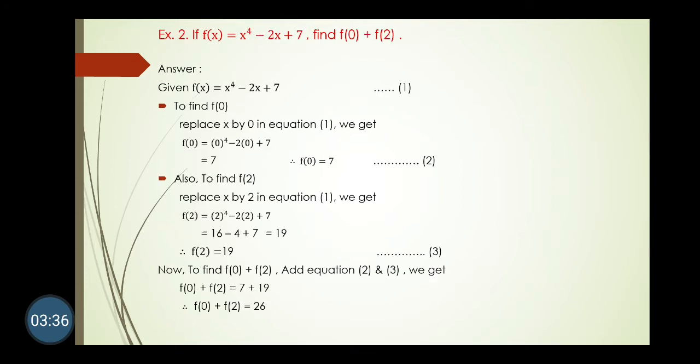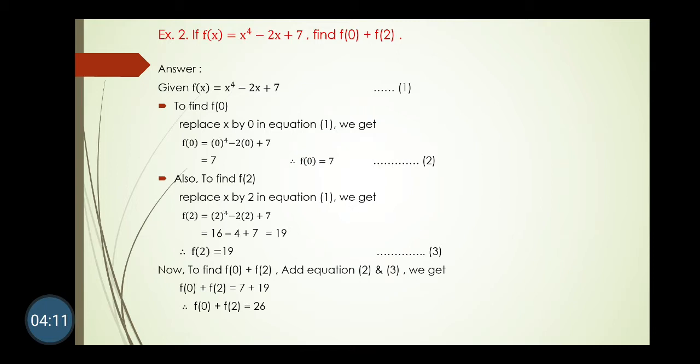Now the second example is: if f of x is equal to x raised to 4 minus 2x plus 7, then find f of 0 plus f of 2. In this case, the similar way which we have solved in the previous example, but here we have to find the addition of these two terms. So the given function is f of x is equal to x raised to 4 minus 2x plus 7. Then we find f of 0 first as well as f of 2 and then we add both.